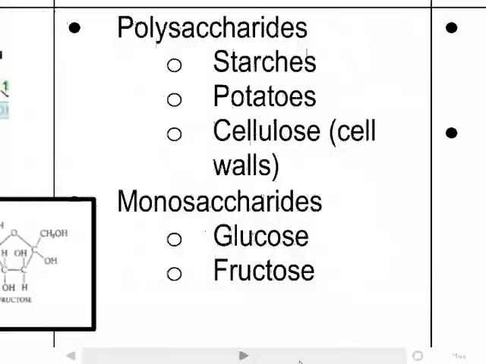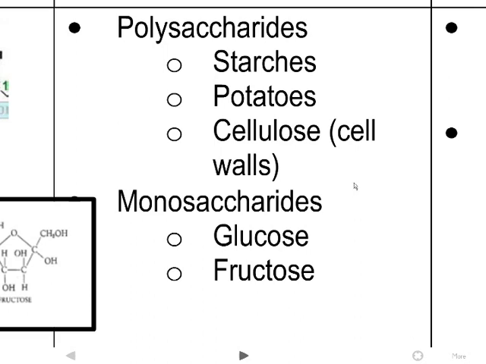Some examples of carbohydrates for polysaccharides, so these are large carbohydrates, include starches. Potatoes are a good source of starch, and cellulose, which is found in cell walls. And cell walls are generally only found in plants. There are a few animals that have cell walls, but they're very rare. So cellulose is found primarily in plants. Another name for cellulose is fiber. So if you ever eat a Fiber One bar or something like that, what you're really eating is cellulose from plants.